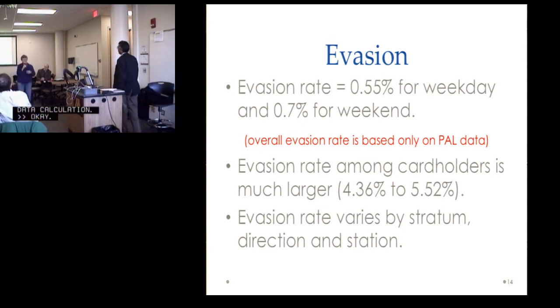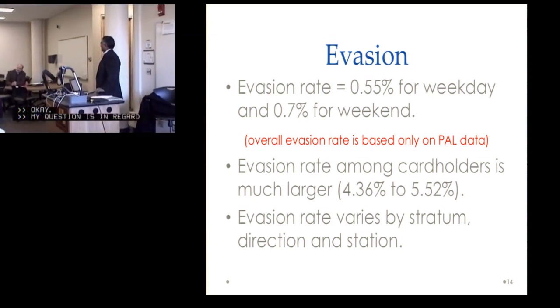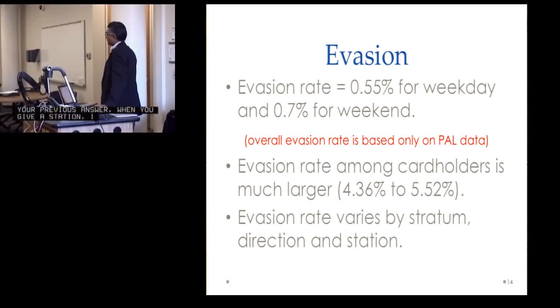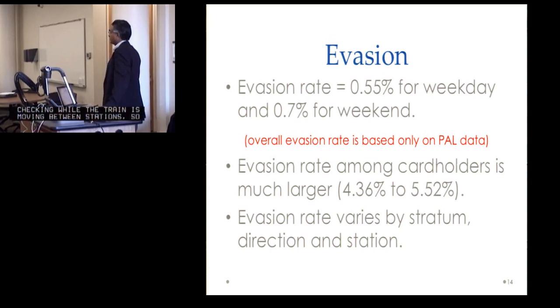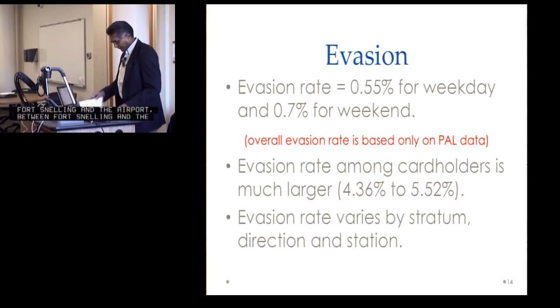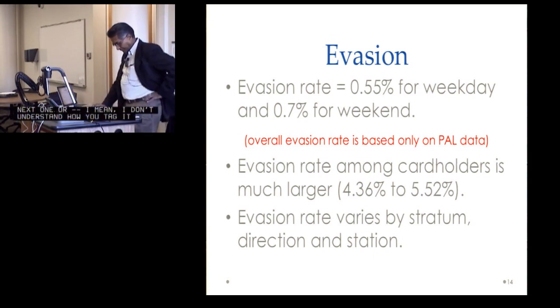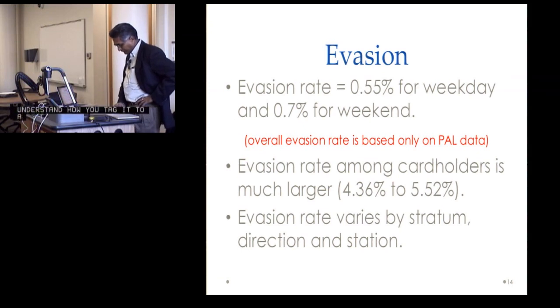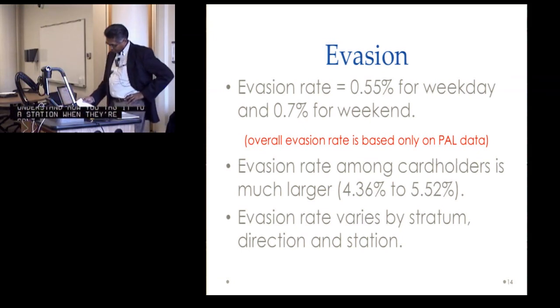My question is in regard to your previous answer. When you give a station, obviously the police are checking while the train is moving between stations. So when you say there's non-compliance at Fort Snelling, what exactly do you mean by that? Like between Fort Snelling and the airport, or between Fort Snelling and the next one? I don't understand how you tag it to a station when typically they're continuously checking in between stations. Right. You are right about that, and I will have to ask Ibn to explain that.